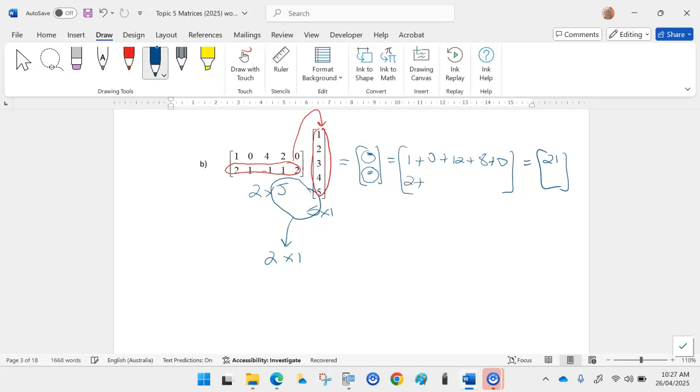Add to that 1 by 2, which is also 2. Add to that negative 1 by 3, which is negative 3. Add to that 1 by 4, which is 4. And add to that 2 by 5, which is 10. So I think that's a grand total of 15. There's my product, 21 and 15. Looks pretty easy once you do it, eh?